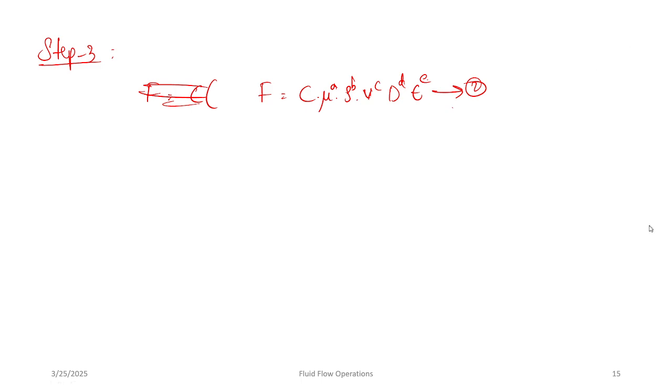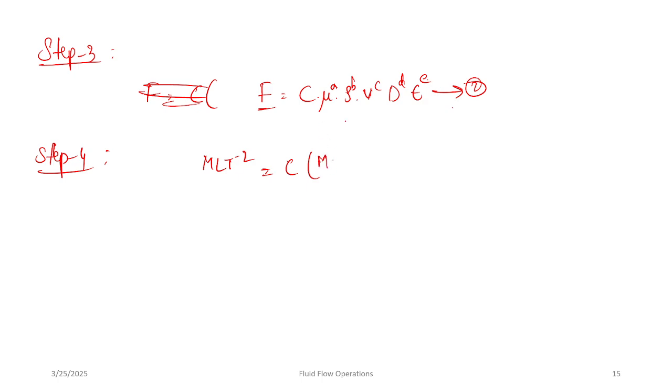Okay. So now we have to write them in terms of fundamental dimensions. So step 4 is to write them in terms of dimensions. So how do you express force? Force is M L T power minus 2, right? So this will become M L T power minus 2 is equal to C, a dimensionless constant, so it doesn't have any dimensions. And how do you express viscosity?